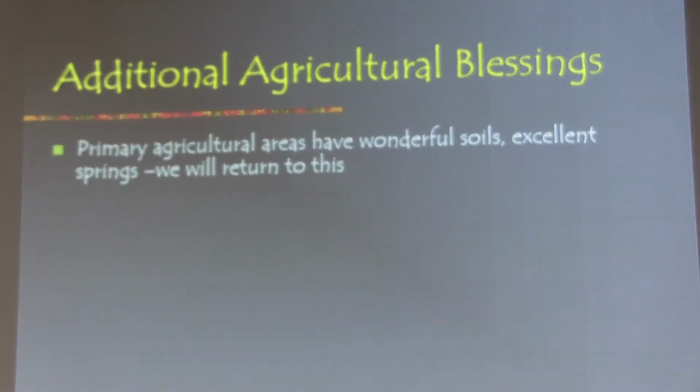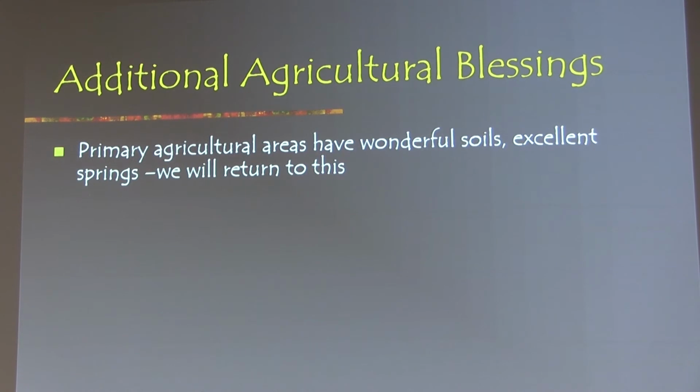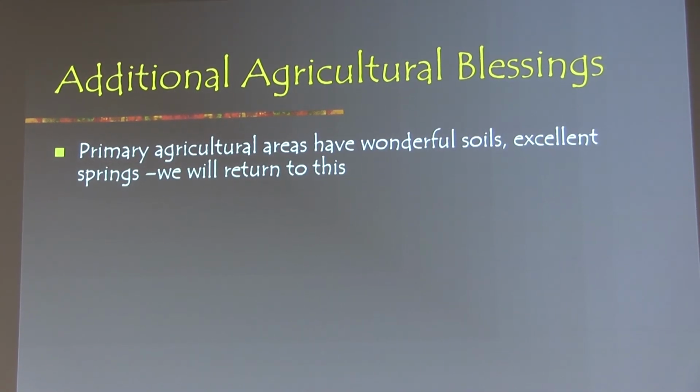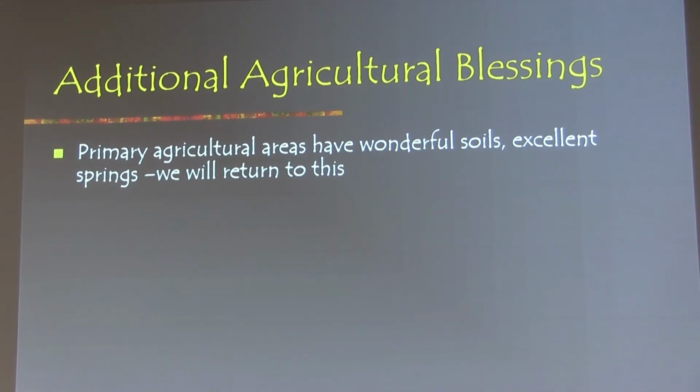That last one was simply an olive tree, so we'll just keep going. To additional agricultural blessings, in addition to the grain, new wine, and oil, we have what I've mentioned a moment ago, wonderful soils. We also have springs, and that too is going to be dependent on geology. We're going to come back to that.